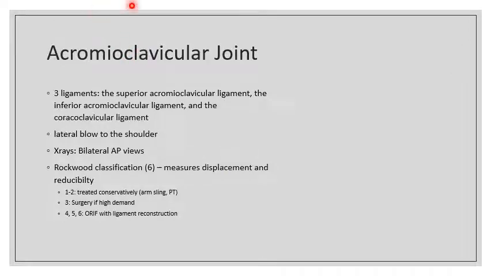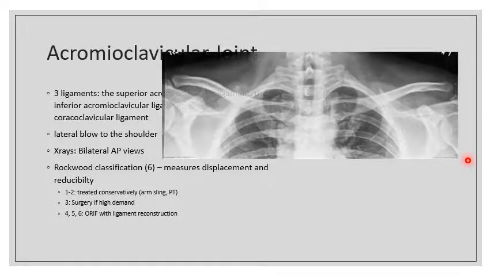So we'll be discussing the acromioclavicular joint, which is a gliding synovial joint comprised of the lateral end of your clavicle and the medial facet of the acromion. So you have your three ligaments: the superior acromioclavicular ligament, the inferior, and the coracoclavicular ligament. Usually it's due to a lateral blow to the shoulder, and it's always prudent to request bilateral AP views so you can compare it with the other side.